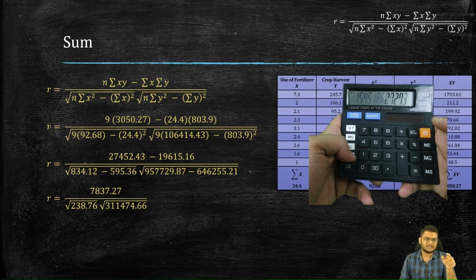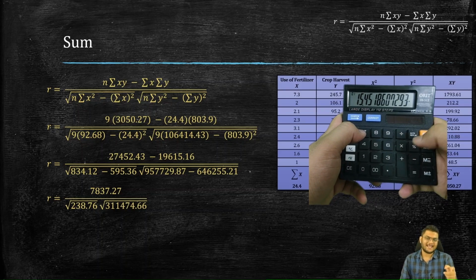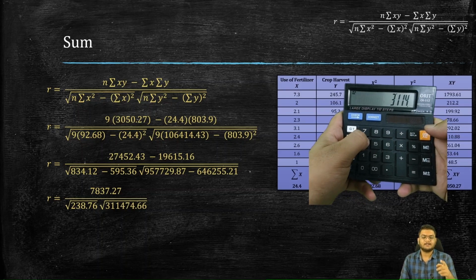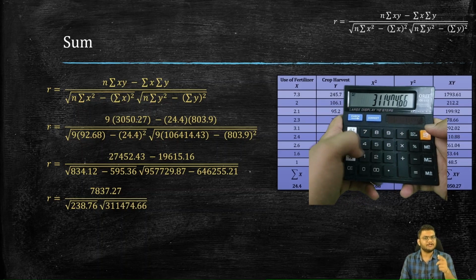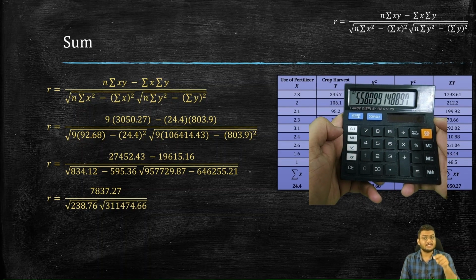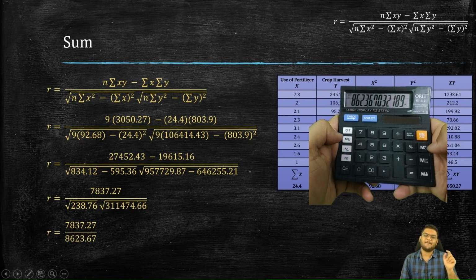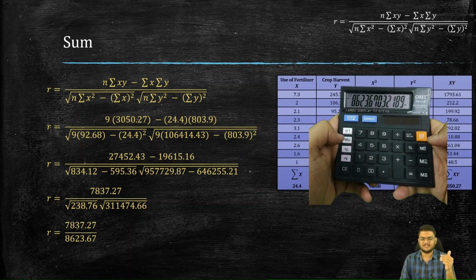So to get the denominator portion, type 238.76, press the under root sign on your calculator, then press multiplication, then type 3,11,474.66. Again press the under root button. Now press the M plus button to save it in your memory. Okay, this will be beneficial in our next step.